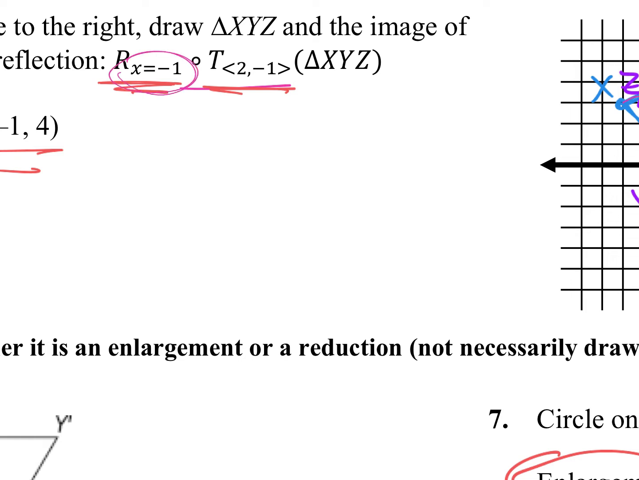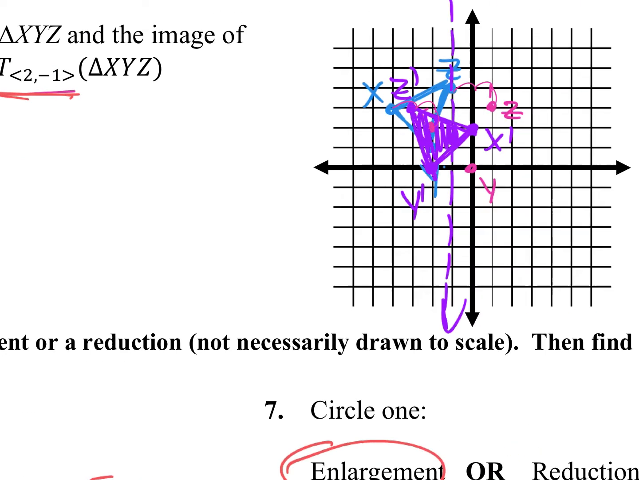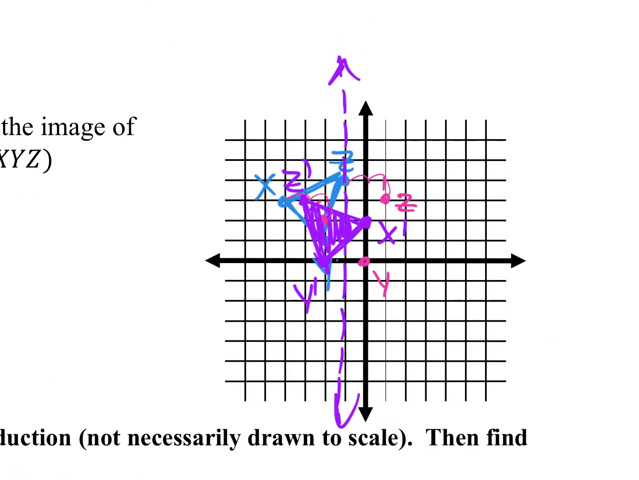What kind of line is x equals -1? Vertical, right? X equals -1 is this line. So to reflect the pink over that gets you my purple. So y was 1 to the right. I went 1 to the left. So that's y prime. This one was 1 to the left. So I went 1 to the right. That's x prime. And then z is 1, 2. So go 1, 2, and you get z prime.